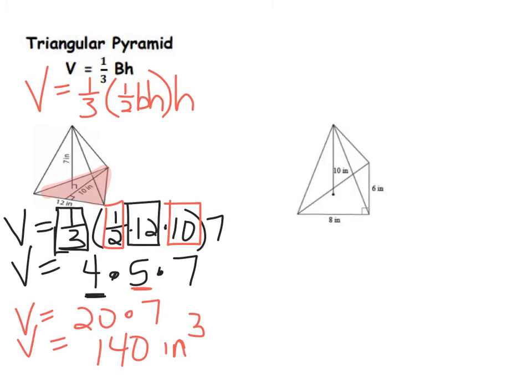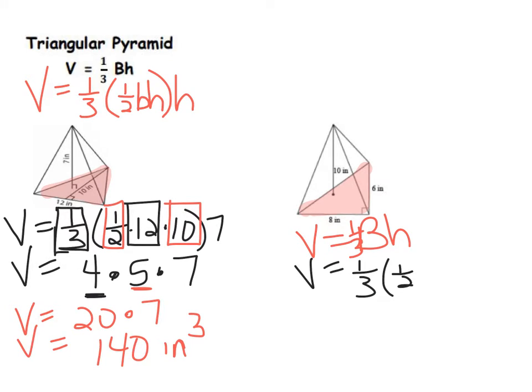Okay, on the next one, we still have a triangular pyramid, and we're going to go ahead and shade the base. And remember, because it says triangular, that means the base is going to be a triangle. So now we're going to rewrite the formula. Now we're going to substitute what we know. So the area of the base is going to be, oh, actually, I forgot part of that. That's 1/3. So that's going to be 1/3 times 1/2.